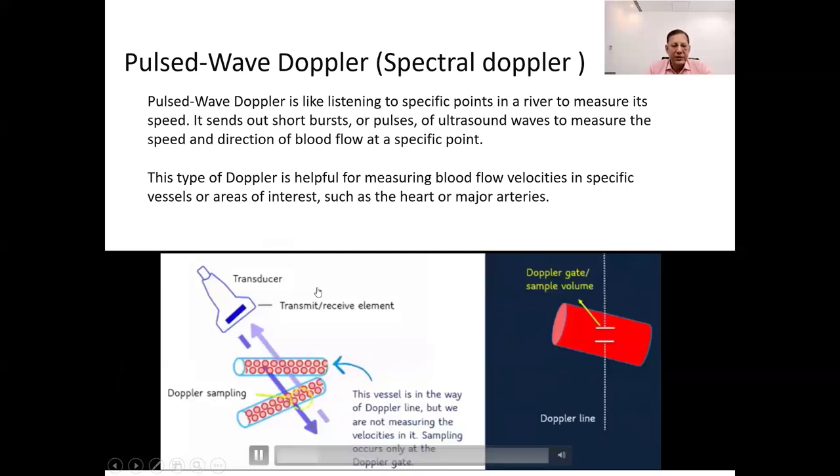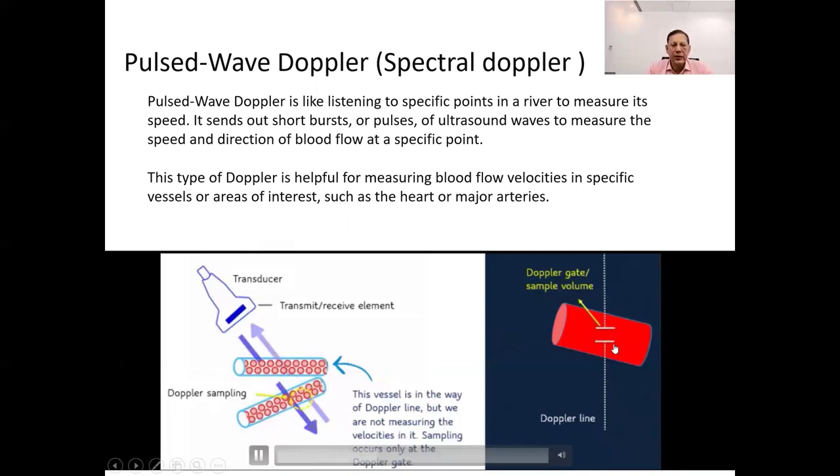Now, spectral Doppler study can be pulsed wave Doppler or continuous wave Doppler. First, we will study the pulsed wave Doppler. In this case, the machine sends out short bursts or pulses of sound waves and listens for the echoes that bounce back before sending the next burst of pulse. Pulsed wave Doppler is a focused and precise way to measure how fast blood is moving through specific areas of the body. Pulsed wave Doppler is like listening to specific points in a river to measure its speed.